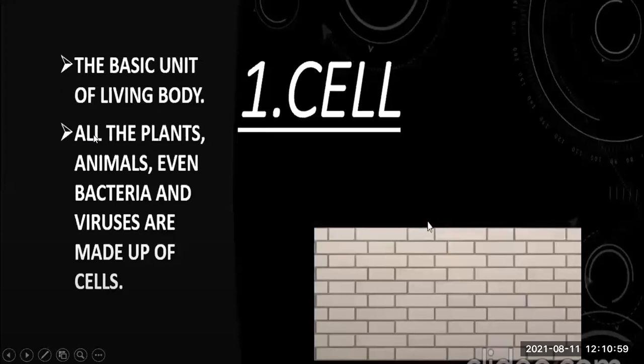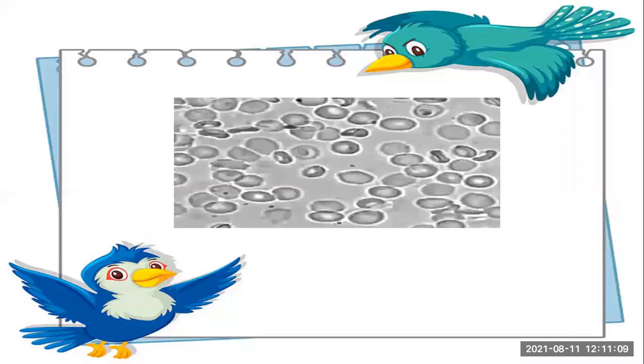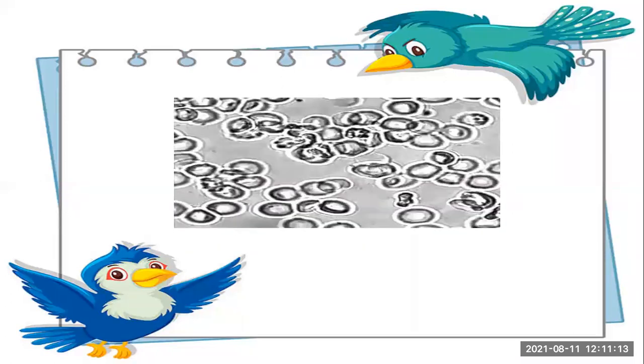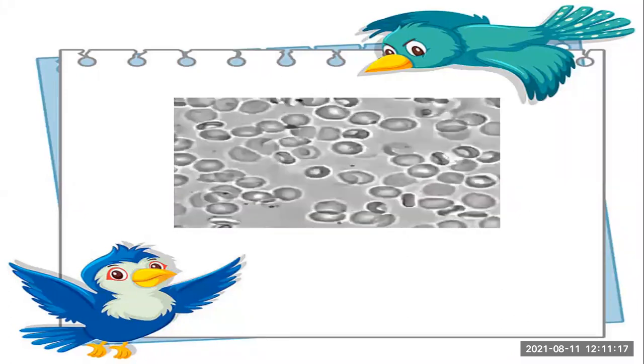Now here another line is written, all the plants, animals, even the bacteria and viruses are made of cells. And what is the cell? That is the basic unit of living body. Now here you can see some moving cells. Here comes the animated picture for you, where you can see number of the cells.